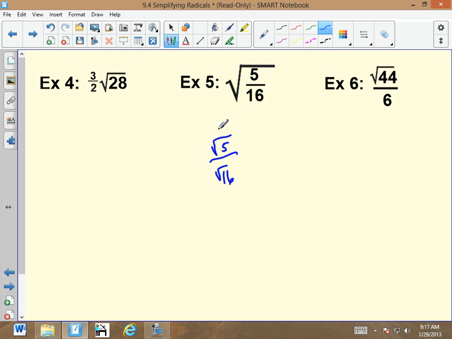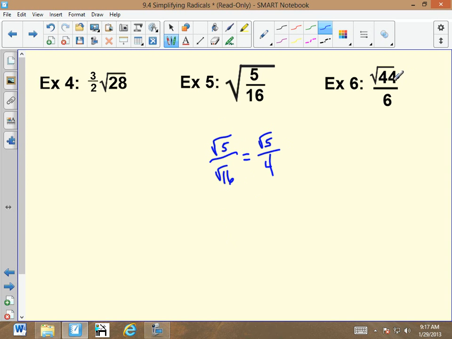5 is prime. If the number inside your square root is prime, you can't do anything with it. So this is going to equal the square root of 5 over, 16 is a perfect square. 4 times 4 is 16. So it's the square root of 5 over 4. Okay?